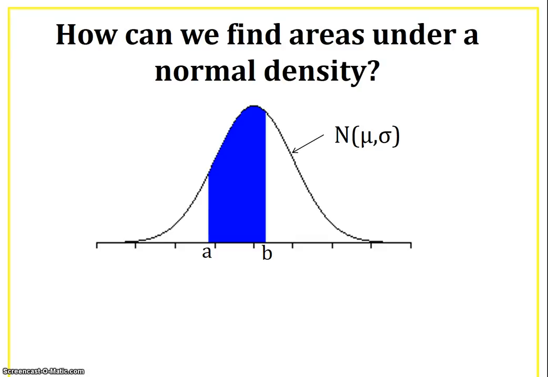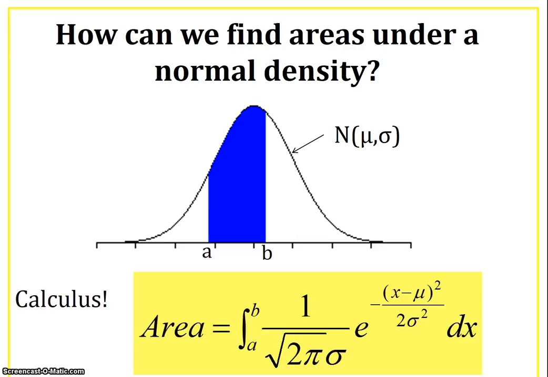Now, if you have taken calculus, you probably remember that the way that we can find area under a curve is by integrating the function that describes the curve, and that's what this is over here. It's the function that describes the normal distribution curve with a mean of mu and a standard deviation of sigma, and we'd integrate from A to B.